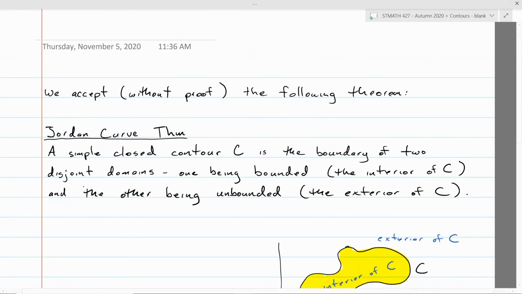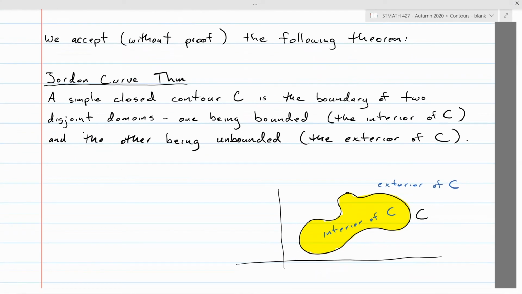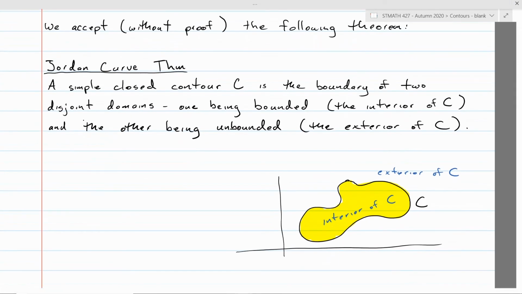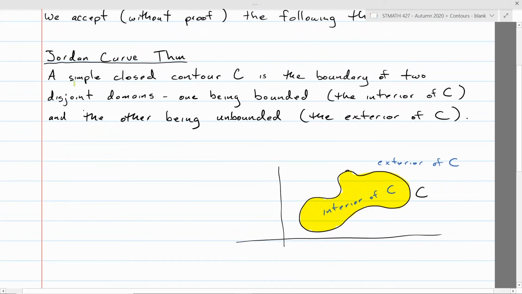Oh, there is one thing that we're going to mention without proof. It's the so-called Jordan curve theorem. It says if you have a simple closed contour, so we already know what simple and closed arcs are.